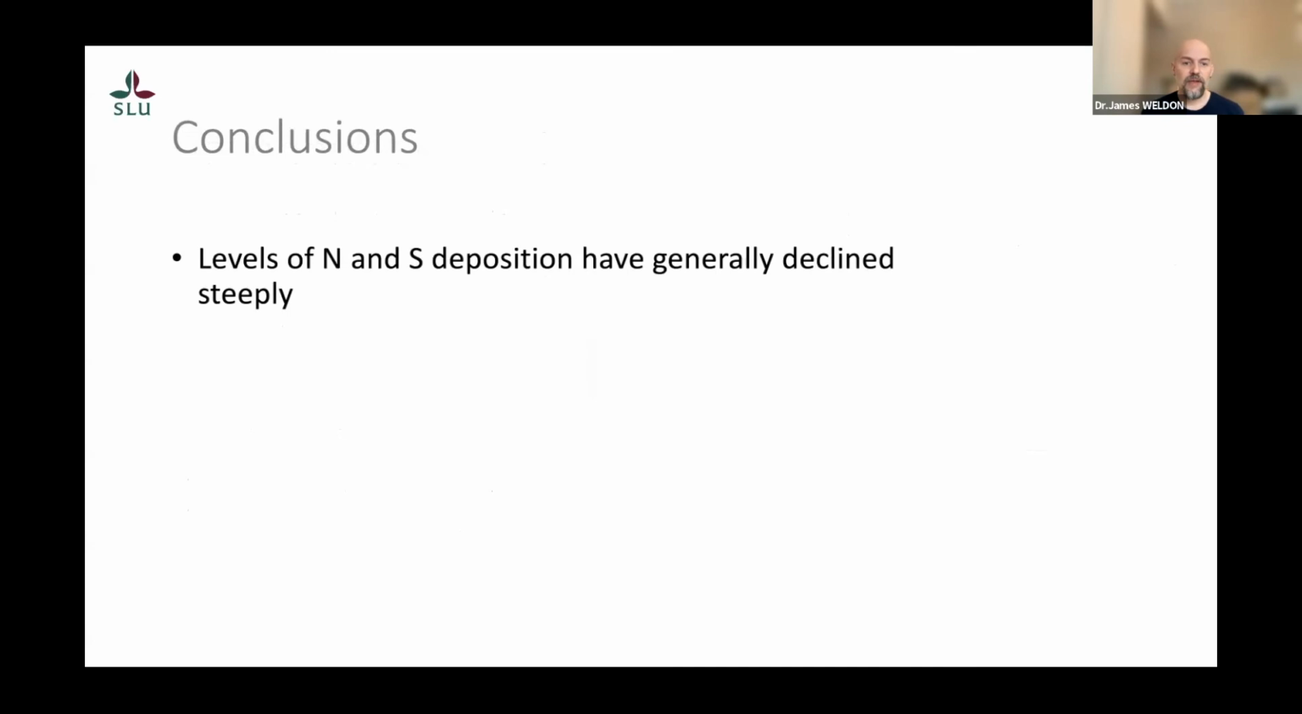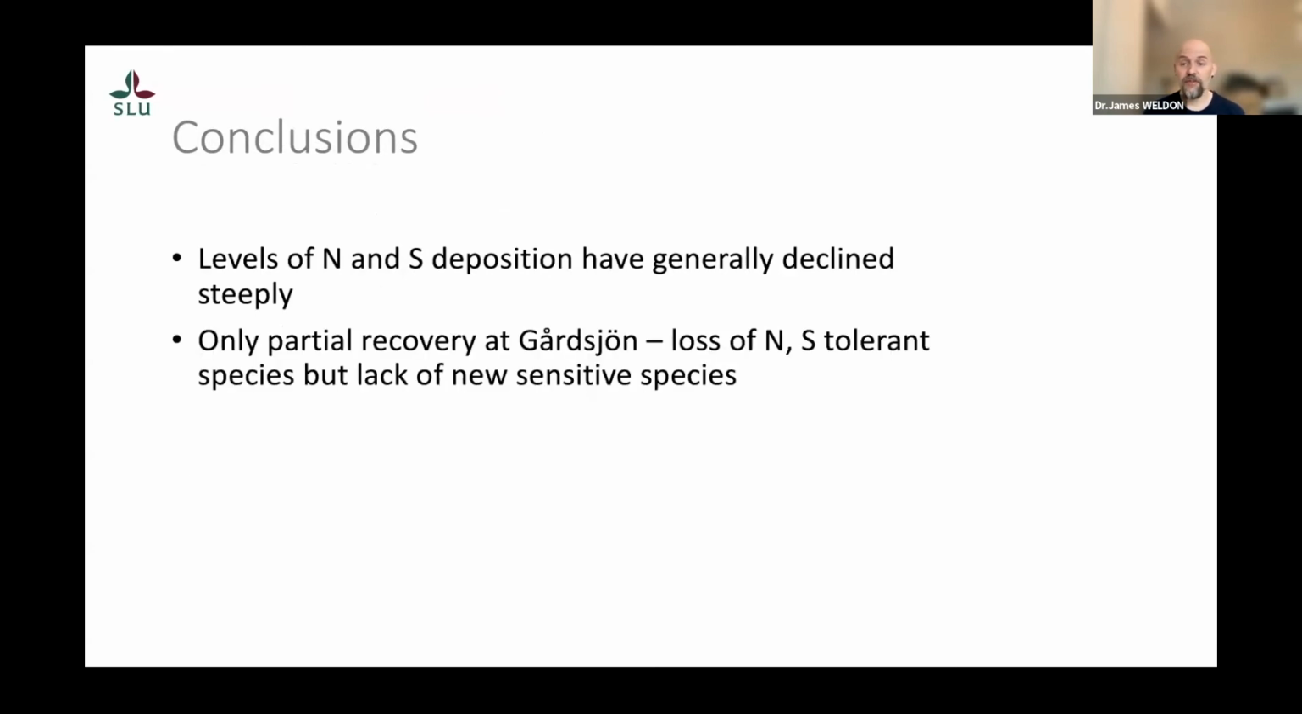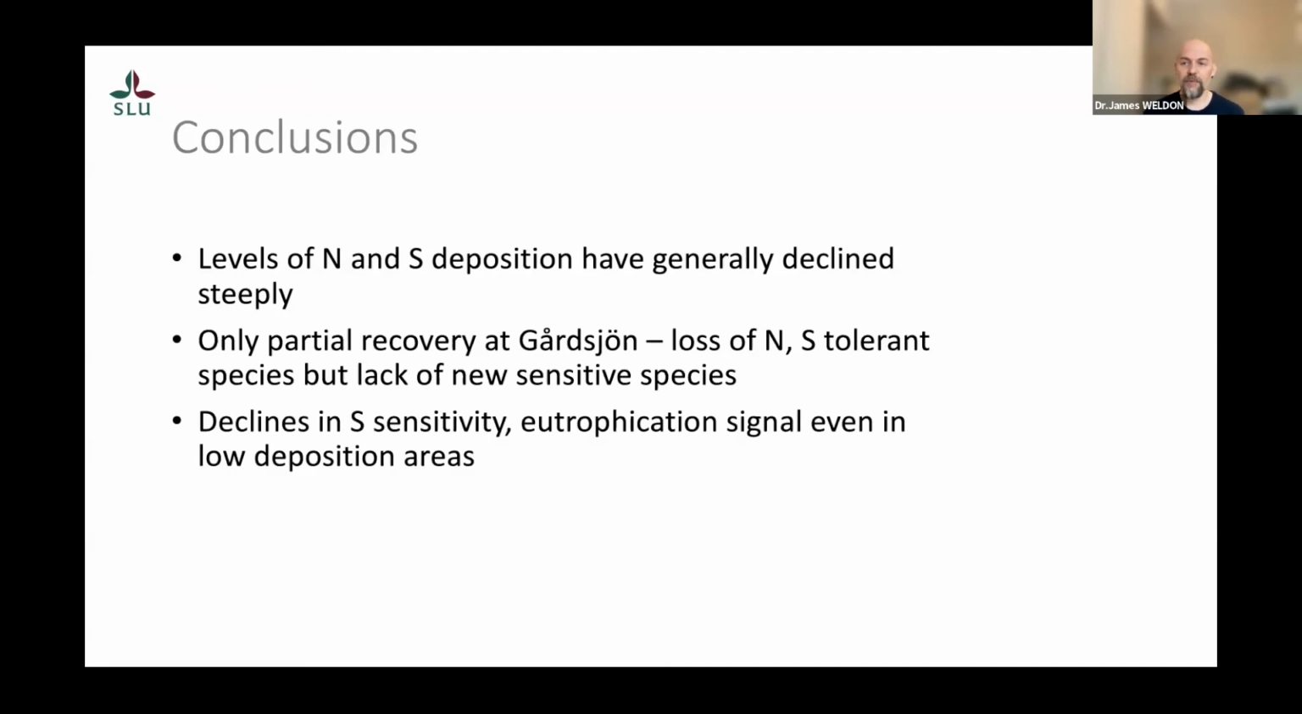So we found that across our sites, levels of nitrogen and sulfur deposition have generally declined sharply. But despite this, we've only seen quite partial recovery at Gårdsjön, the most polluted site. So we have a loss of species that are tolerant of high levels of nitrogen and sulfur deposition, but a lack of new sensitive species coming in to replace them. And even in our more pristine areas, these areas with low or intermediate deposition, we've seen declines in sulfur sensitivity and a eutrophication signal, even at low levels.